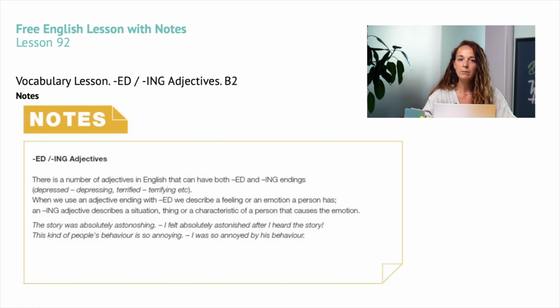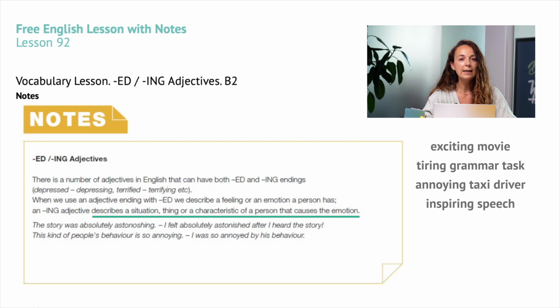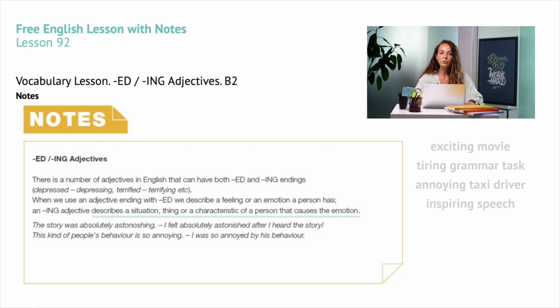At the same time, the ing ending is used to describe things, situations, or give a characteristic of a person. It's not about feelings, but what we think about those objects and people. For example, exciting movie, tiring grammar task, annoying taxi driver. I mostly get just this kind, if you know what I mean. Inspiring speech. Very often, we can use both if we change the sentence a little bit.